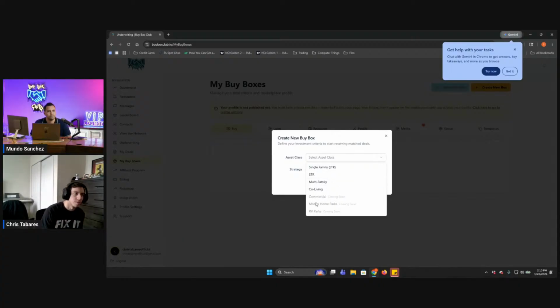You got some stuff coming soon here. I'm seeing single family. What is STR versus LTR? That would be a short-term rental. So LTR would be long-term rental.